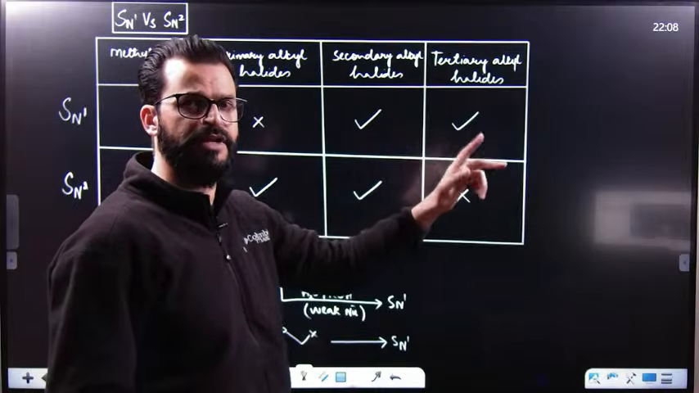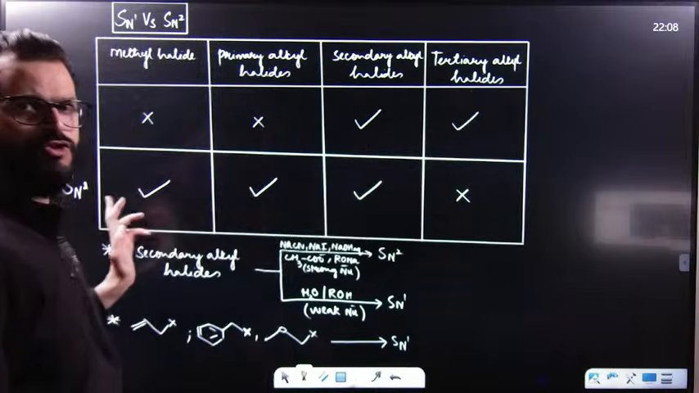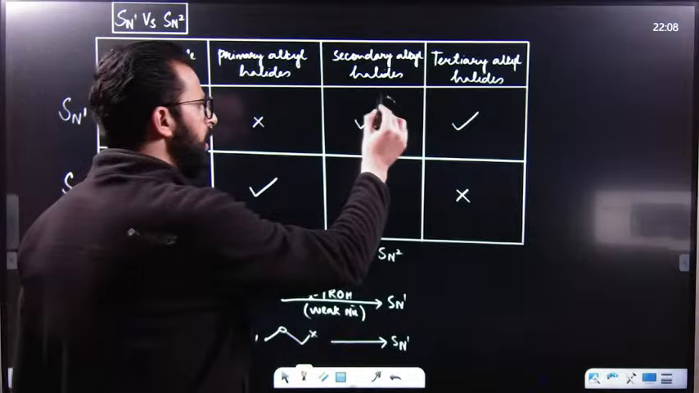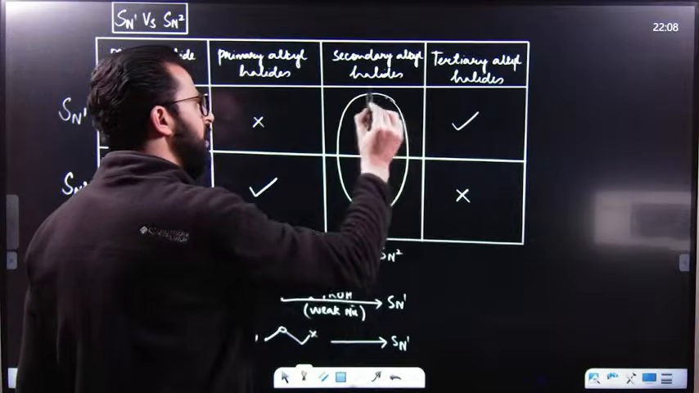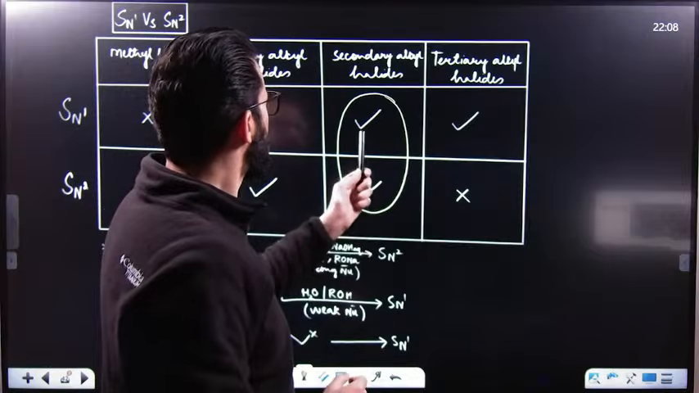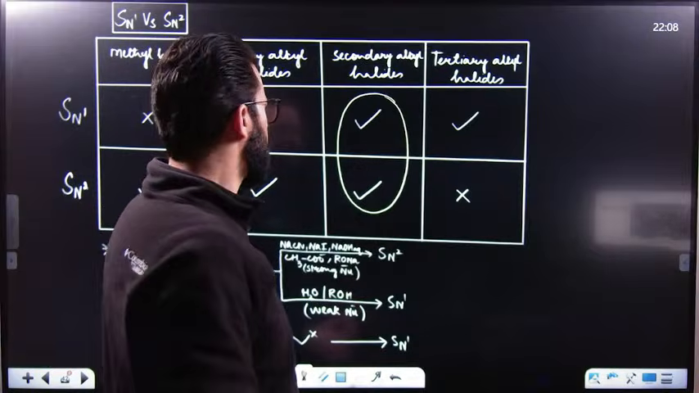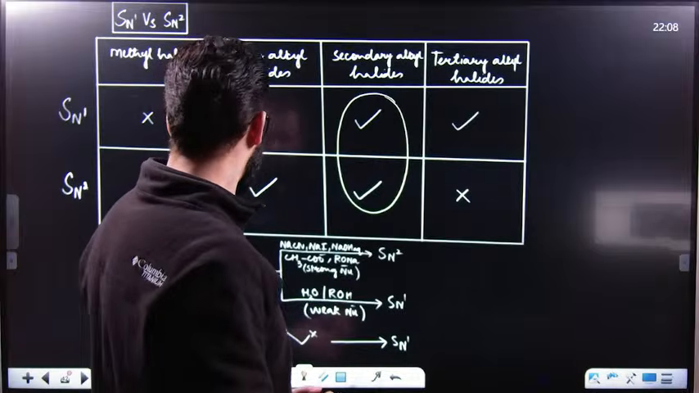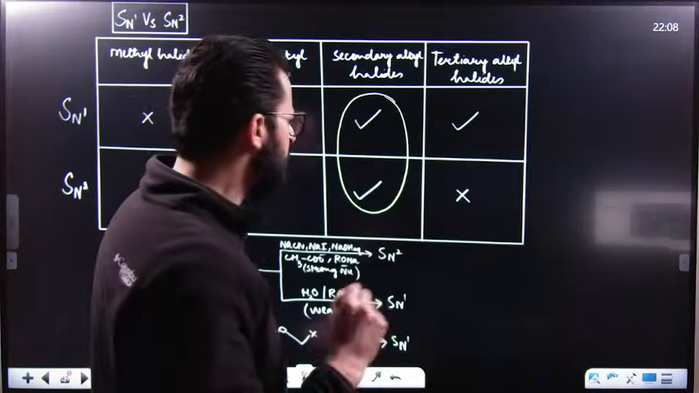So among SN1 and SN2, it will prefer SN1. These two will prefer SN2. So the only one is secondary alkyl halide, where both can take place. So here there will be the possibility that we may simply make some mistakes. So for that purpose, have a look.